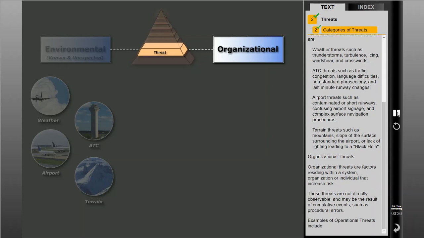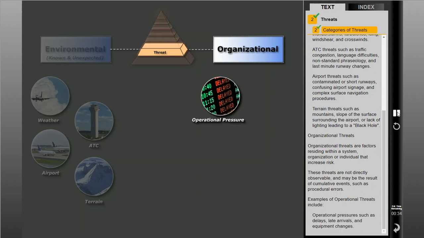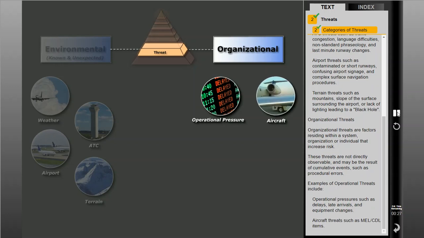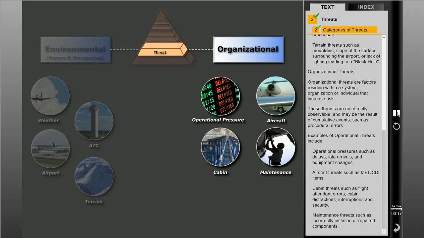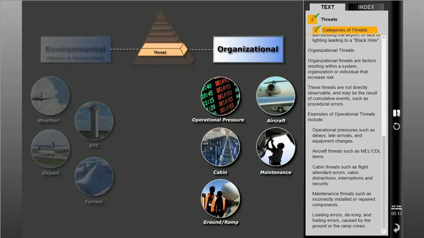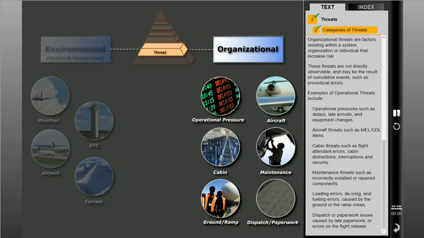Examples of operational threats include operational pressures, such as delays, late arrivals, and equipment changes. Aircraft threats, such as MEL or CDL items. Cabin threats, such as flight attendant errors, cabin distractions, interruptions, and security. Maintenance threats, such as incorrectly installed or repaired components. Loading errors, de-icing, and fueling errors caused by the ground or the ramp crews, and dispatch or paperwork issues caused by late paperwork or errors on the flight release.